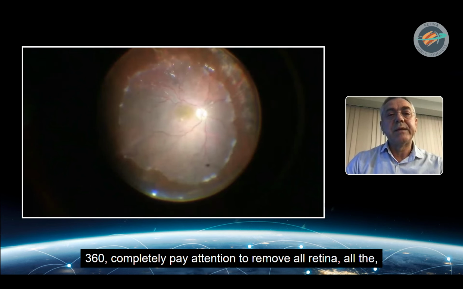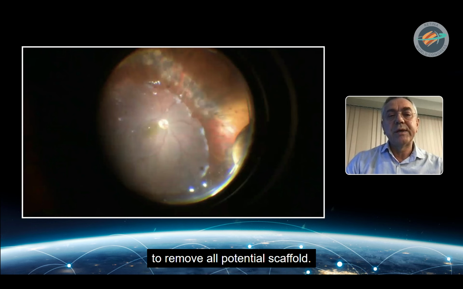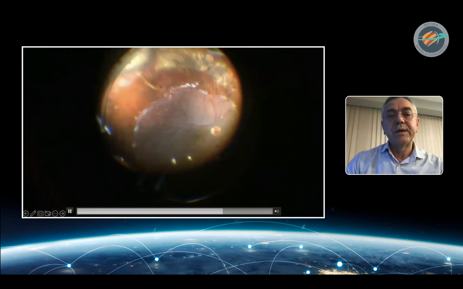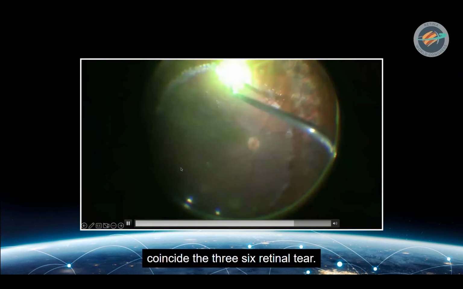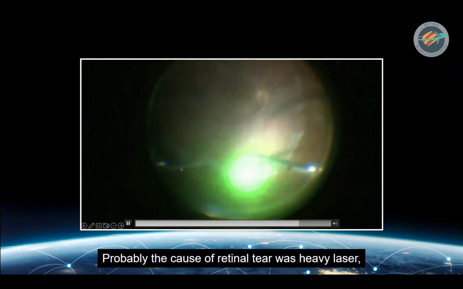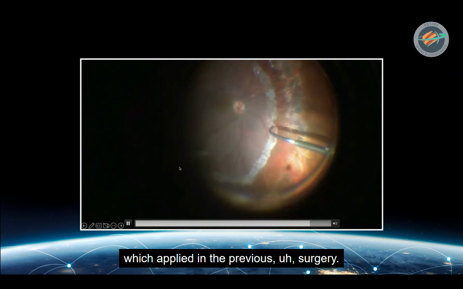Pay attention to remove all retina, all vitreous, to remove all potential scaffold. The laser scar formation, band-shaped scar formation, coincides with the 360 retinal tear. Probably the cause of the retinal tear was heavy laser applied in the previous surgery.